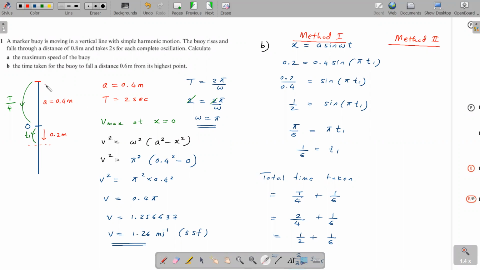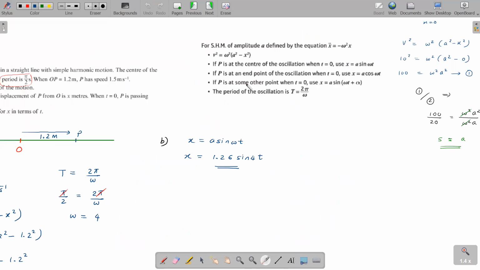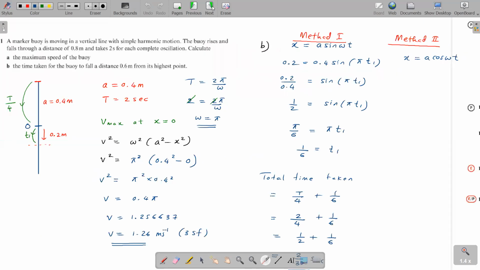So you can see here in this case, our particle starts from the amplitude. Do you see? So whenever you have the object starting from the amplitude, the time taken can be measured by using x equals a cos omega t. That's the rule, isn't it? So that's the rule. If P is at the end point, or in other words, the amplitude of the oscillation, when time is 0, we can use x equal a cos omega t to model the movement. So how do we work with this?